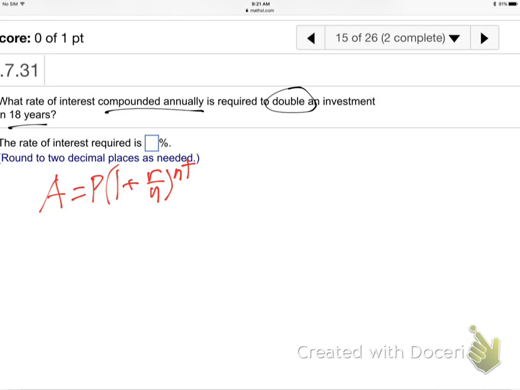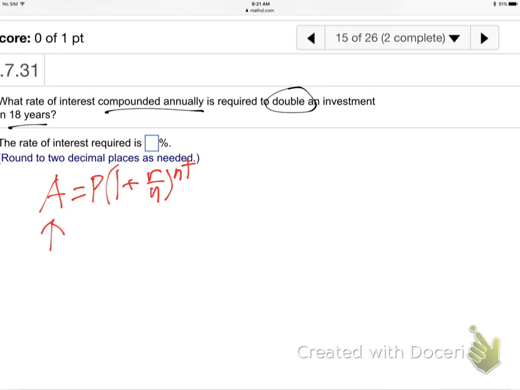Okay, let's put in what we can. Now, what do you do for doubling? I don't think we've done this one, right? What do we do for doubling an investment? How are we going to handle the doubling? Let's start plugging stuff in.